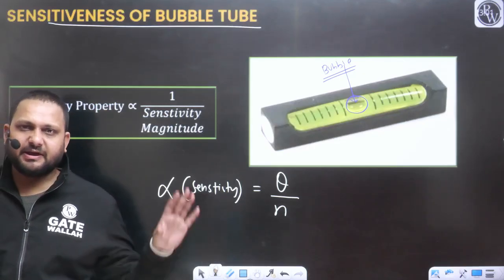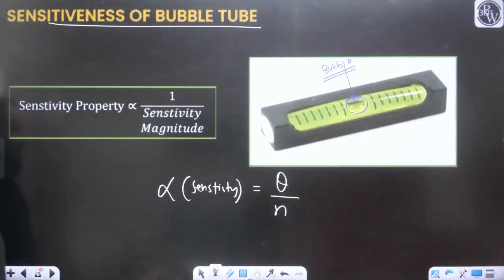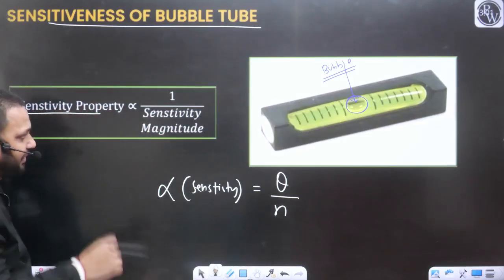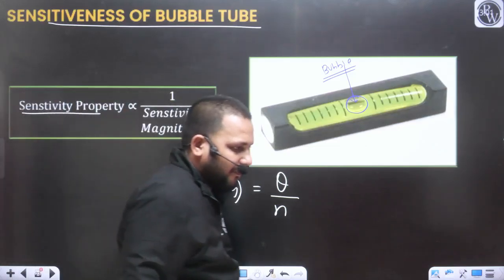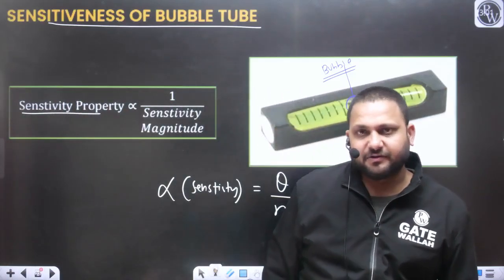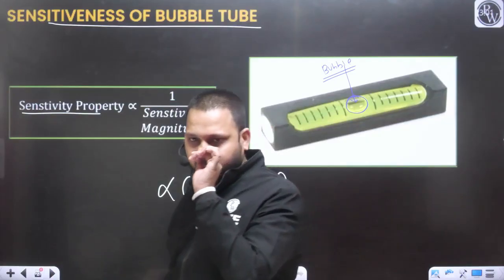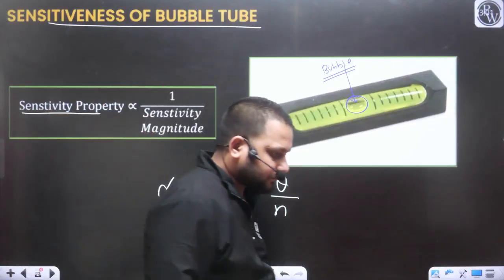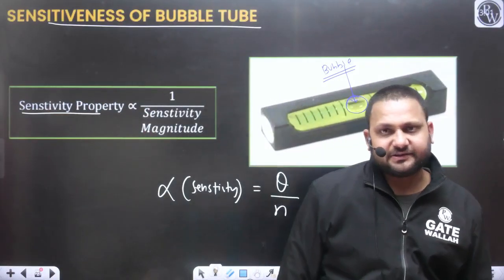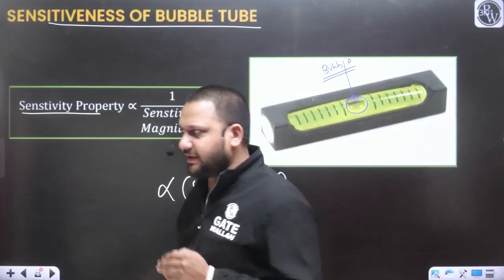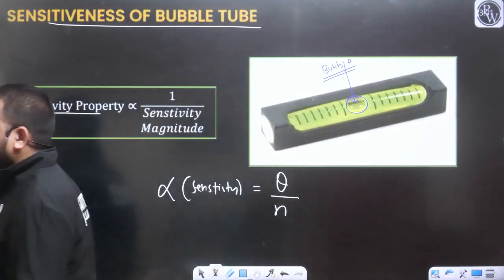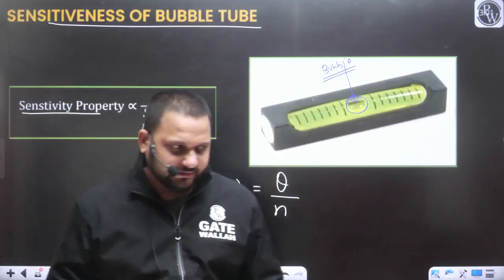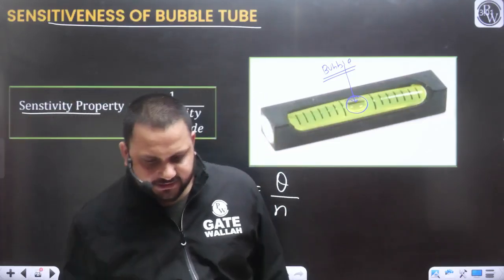Here you can see a very important term is written: sensitivity property is inversely proportional to the sensitivity magnitude. What does it mean? So for example, let us consider, just wait.